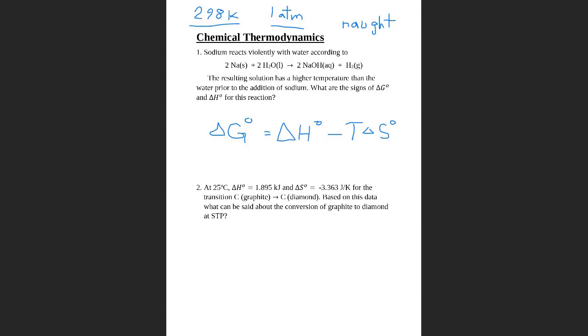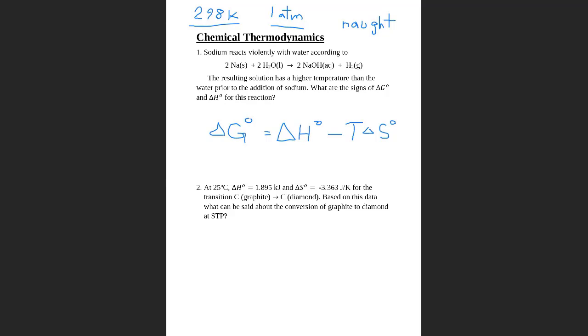So what is the sign of T delta S? Okay, sorry about that little mistake there. No problem. We did specify that it would be.